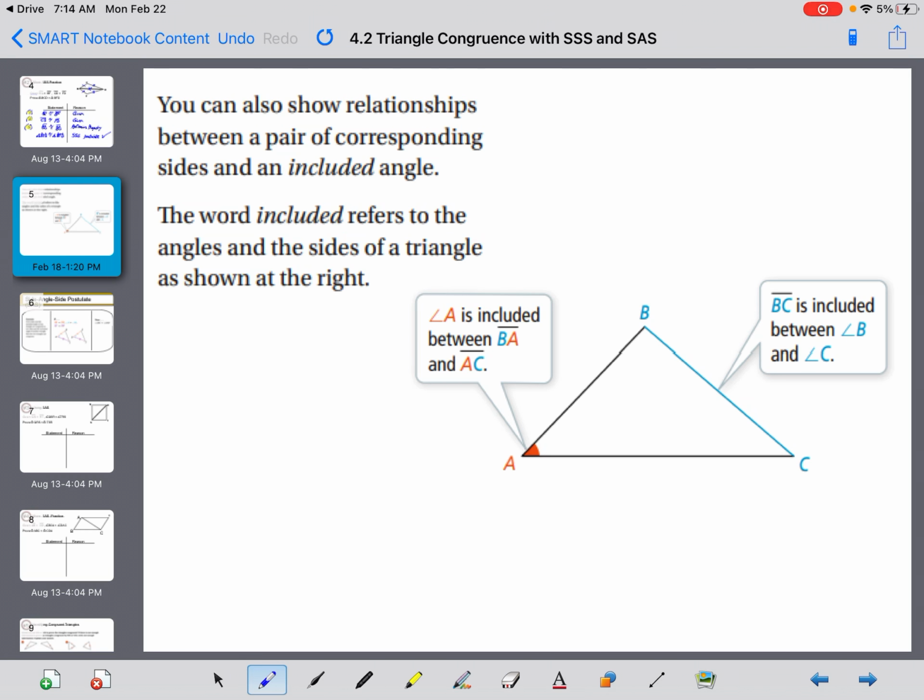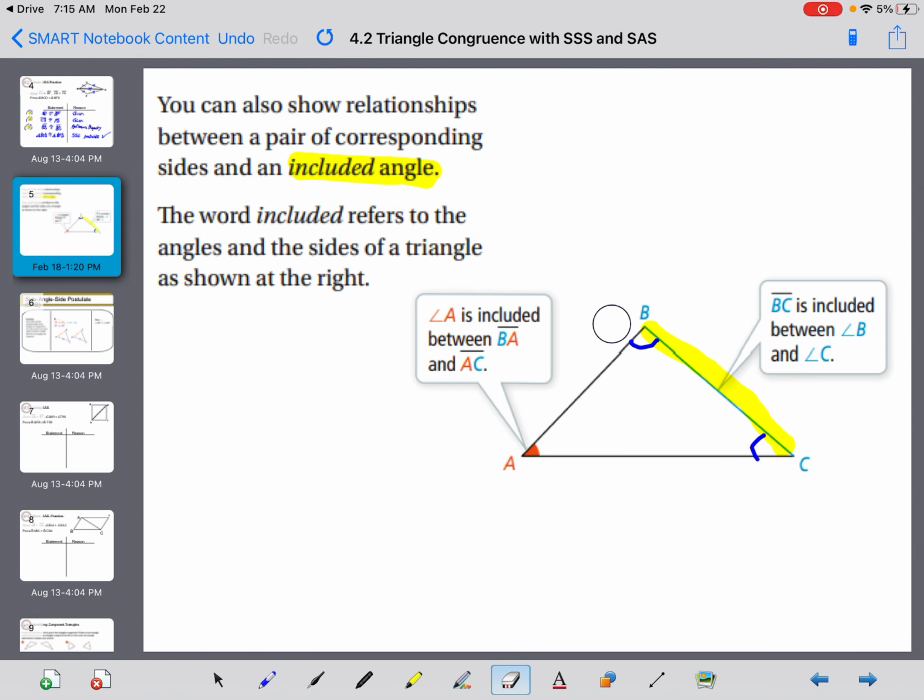Okay. You can also show relationships between a pair of corresponding sides and an included angle. The word included refers to the angles and the sides of a triangle as shown to the right. So an included angle is in between two sides. So angle A is included because it's in between side BA and AC. You could also look at an included side instead of an included angle. And that included side, BC, is in between angle B and angle C. Okay, so included means in between.